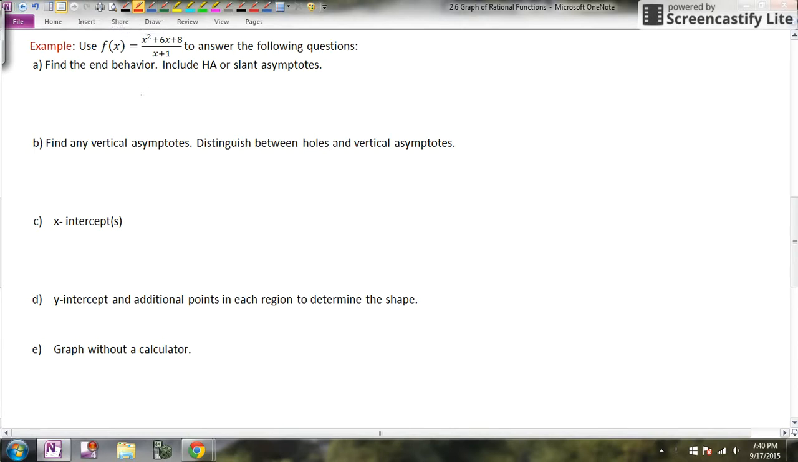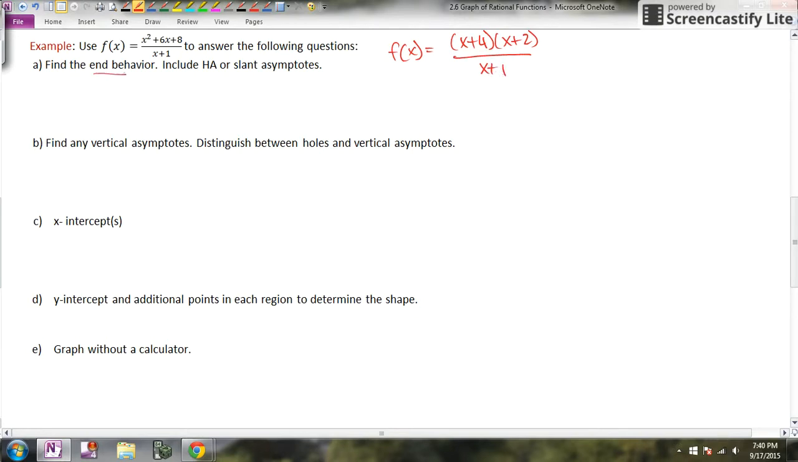So first thing I'm going to do is find the end behavior, the horizontal asymptote. Usually when I see one of these, my first instinct is to factor. So multiplies to 8, adds up to 6. That's x plus 4, x plus 2, all over x plus 1. Okay, nothing cancels, so that's good to know.